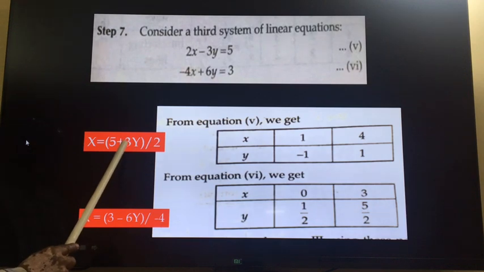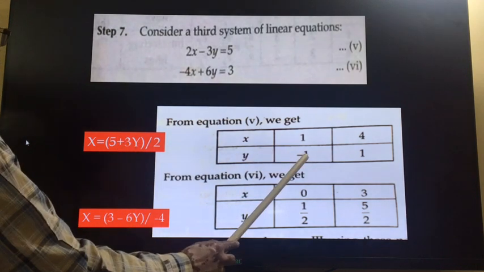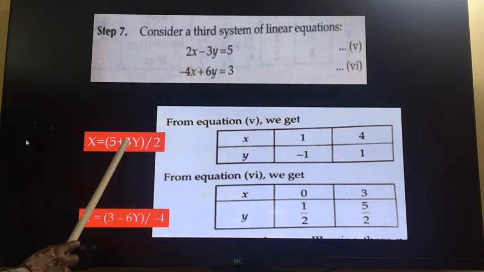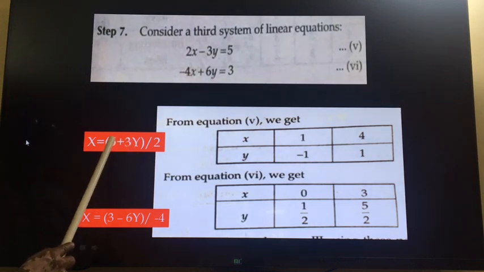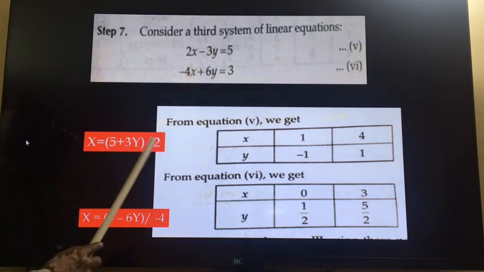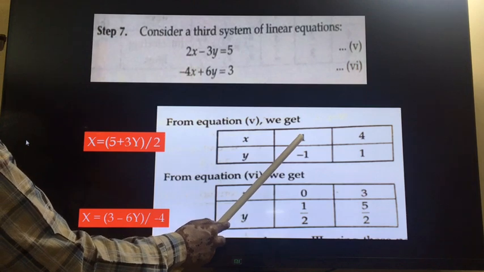Now in this equation you put the value of y. So y is equal to -1. So 3 into -1 it will be -3. So 5 minus 3 is 2. 2 divided by 2 is 1. So we got the first point.